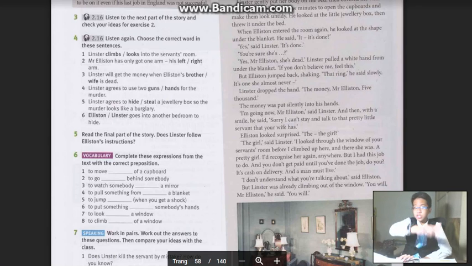Alright? So Leinster didn't kill the servant by mistake. Alright? He didn't kill her by mistake. He just wanted to do that to prove that Ellison is a murderer. Alright? He just wanted to prove that Ellison is the murderer. And he wanted to kill his wife. But the servant is dead.